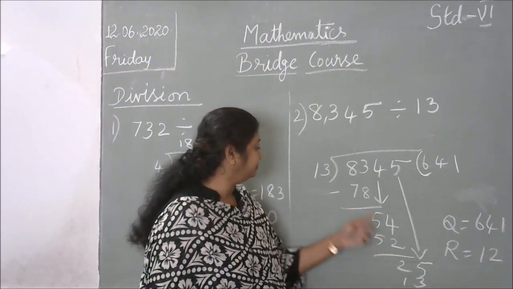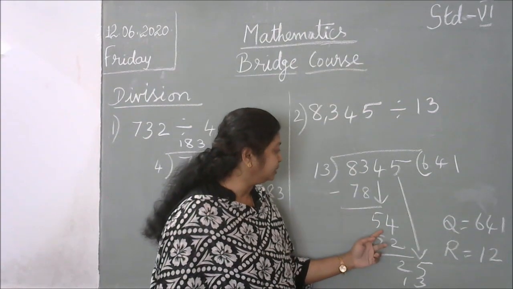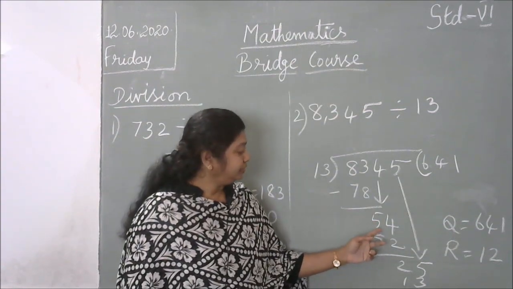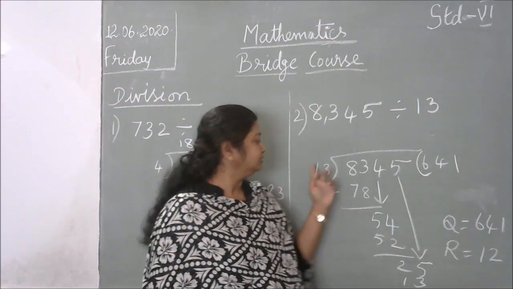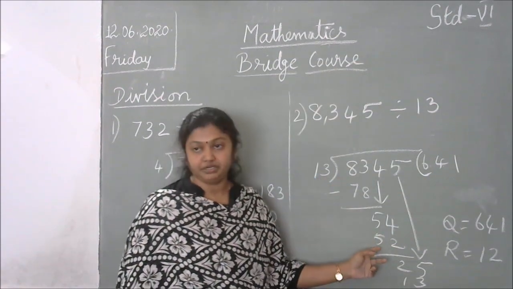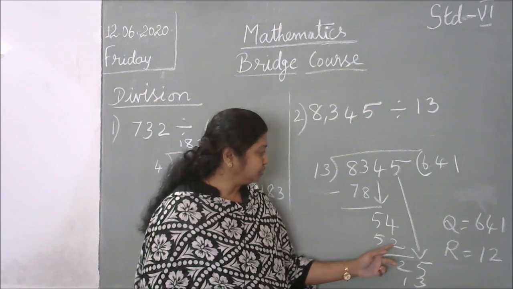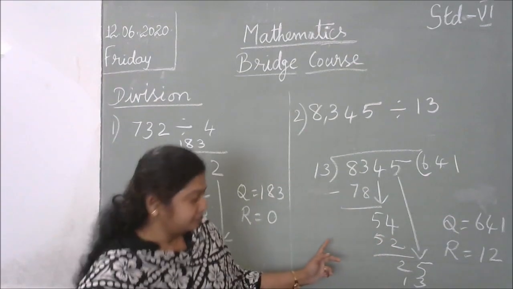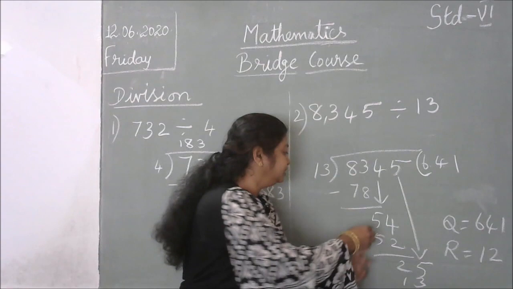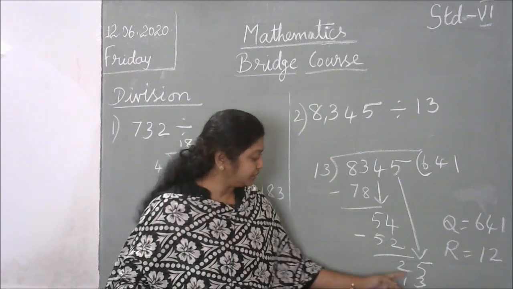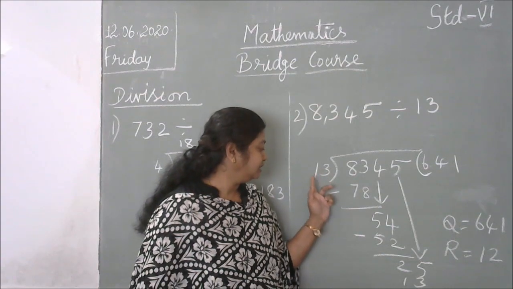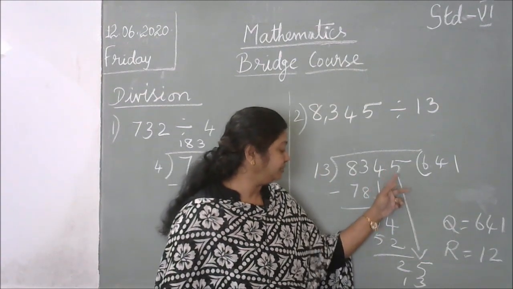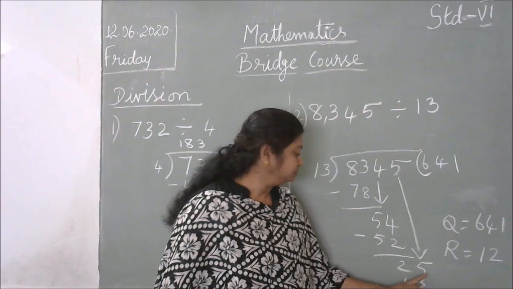54 you compare with 13. It's a greater number. How many 13s are there in 54? 4 13s are 52. If you subtract 52 from 54, you get remainder 2. 2 is again less than 13, so you have to bring down this 5. Now you are getting 25.